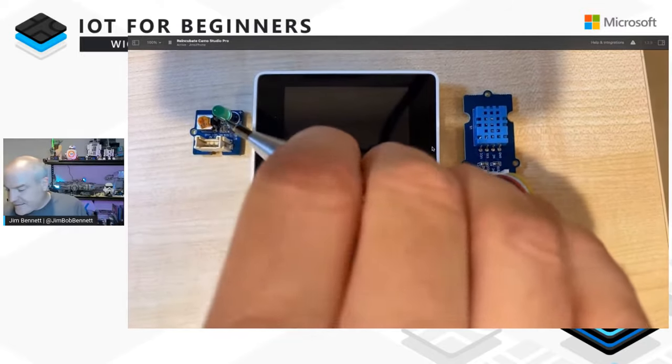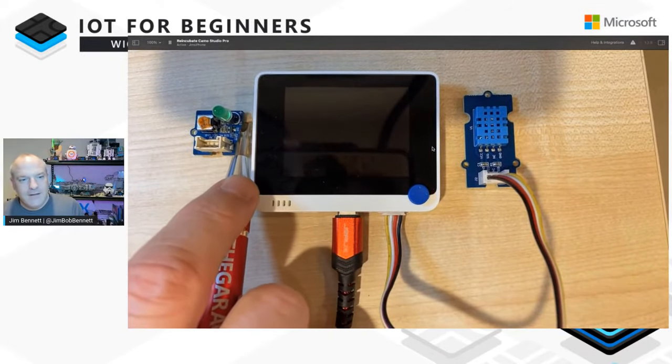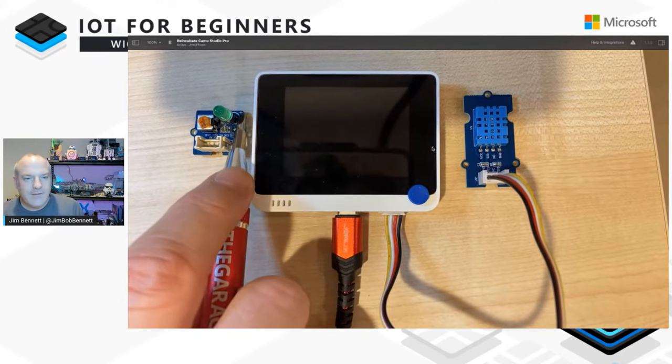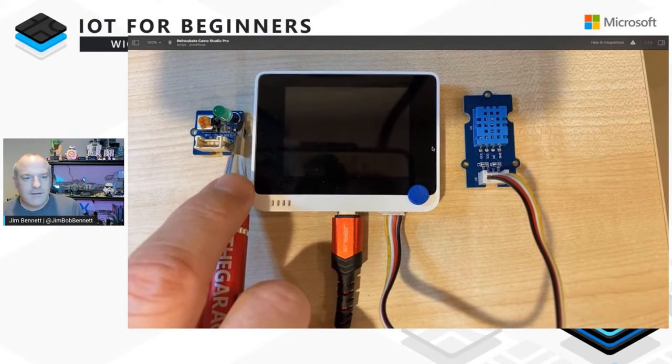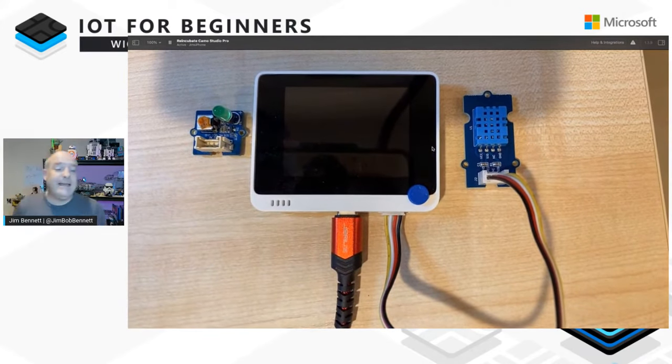So this LED actually comes out. It's on two little legs. And when you plug it in, you may not be able to see this little teeny tiny, we've got plus and minus written by it. So on the socket the LED connects to, it's plus and minus. You have to plug the LED in the right way or it won't work.